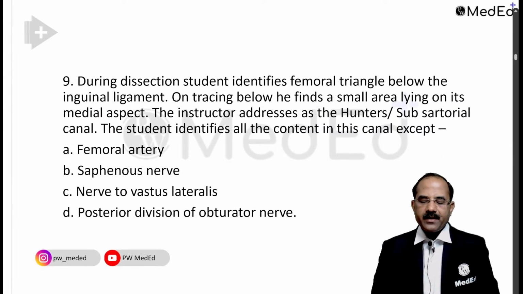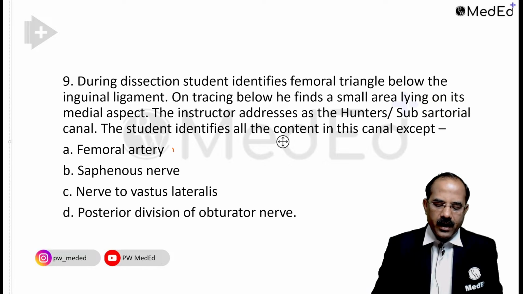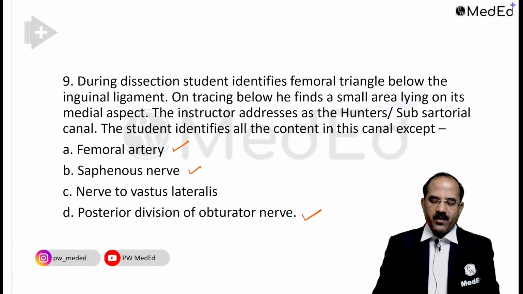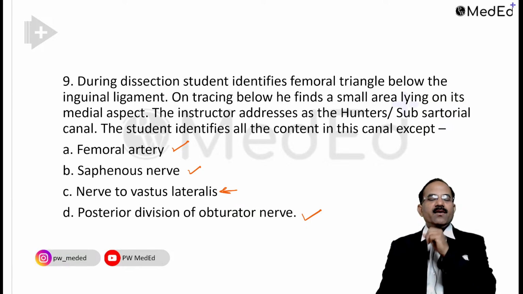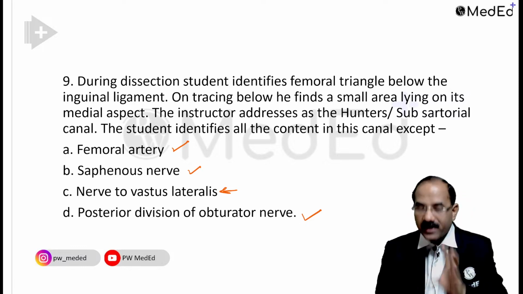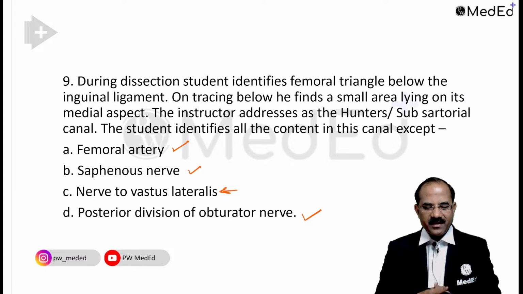The instructor addresses it as the Hunter's canal. Student identifies all the contents of this canal except the femoral artery, yes. Saphenous nerve, yes. Posterior division of obturator nerve, yes. So what is not there? The nerve to vastus lateralis would not be there. Okay? The nerve to vastus lateralis is not present. What is the content of the adductor canal? It's the nerve to vastus medialis.